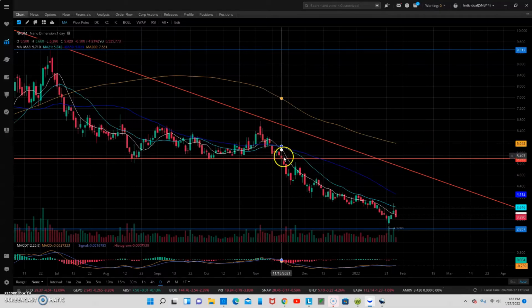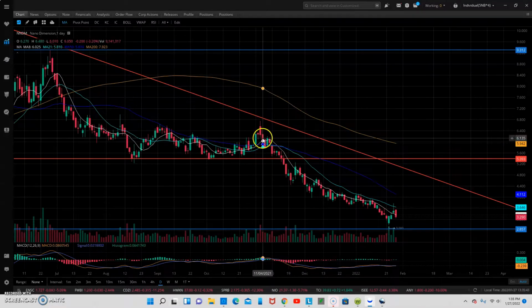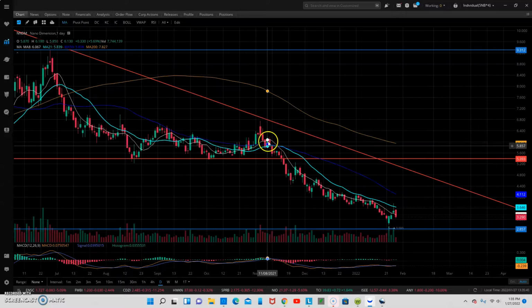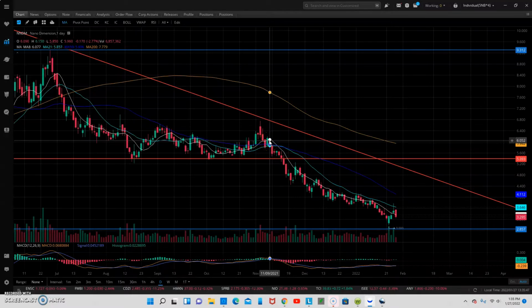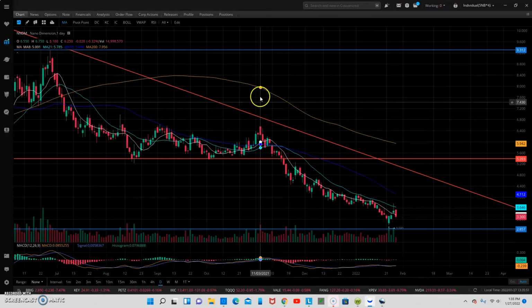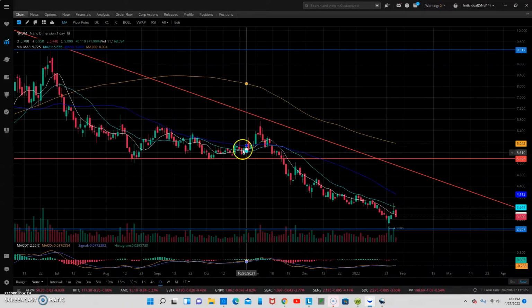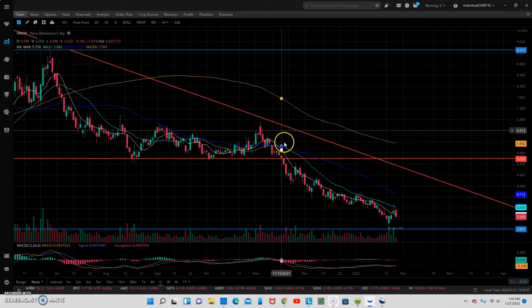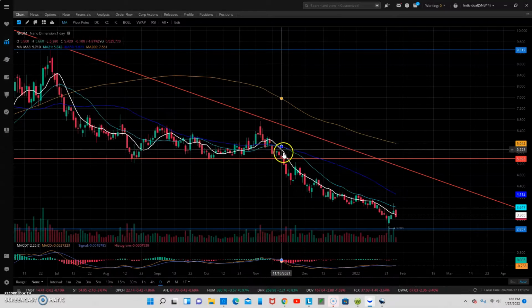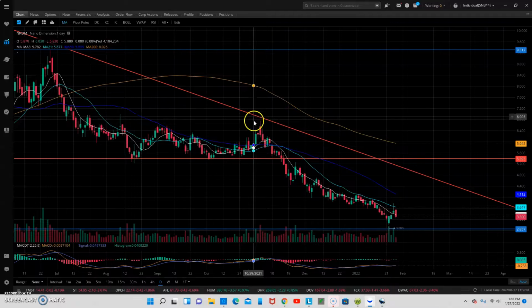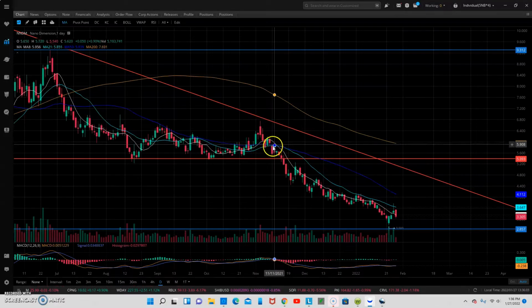You can see this 8-day in the white. Ever since falling below the 8-day moving average back in the beginning of November, right around this area that I'm circling, the white moving average has been acting as strong resistance.